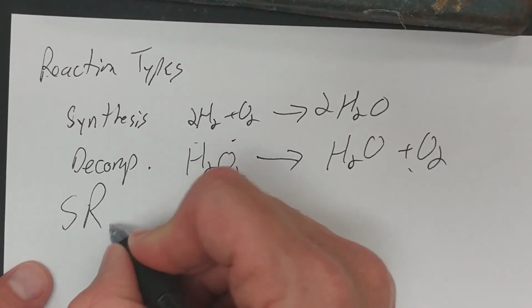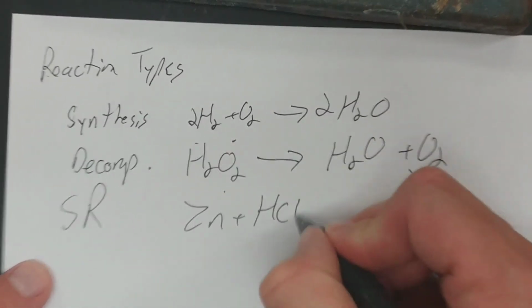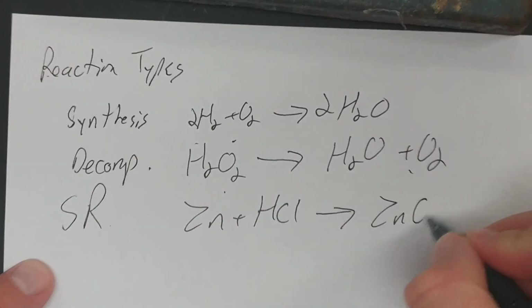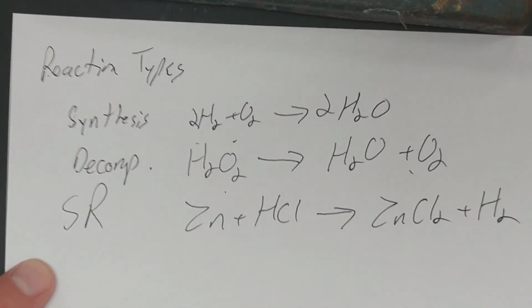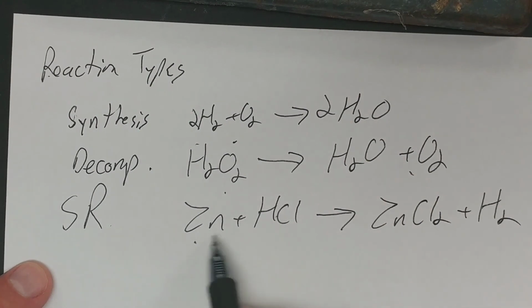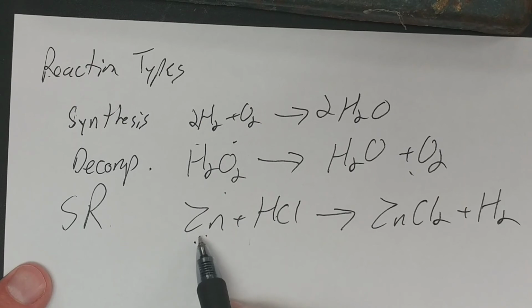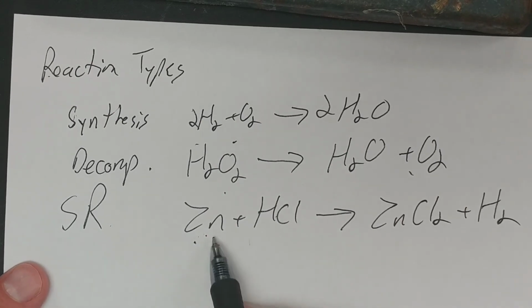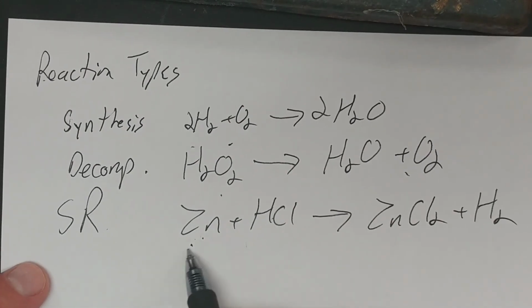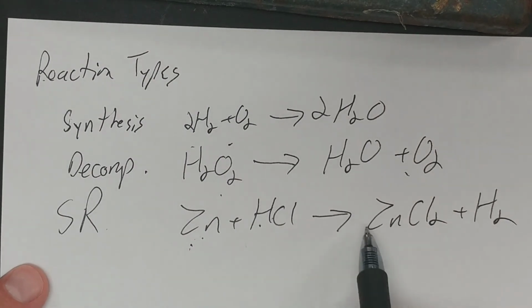Single replacement. Not balanced. Element in a compound, zinc kicks out the hydrogen. Why does zinc kick out the hydrogen? Because zinc is higher on the activity series. It's more easily oxidized. It's more active than hydrogen, so it kicks it out.